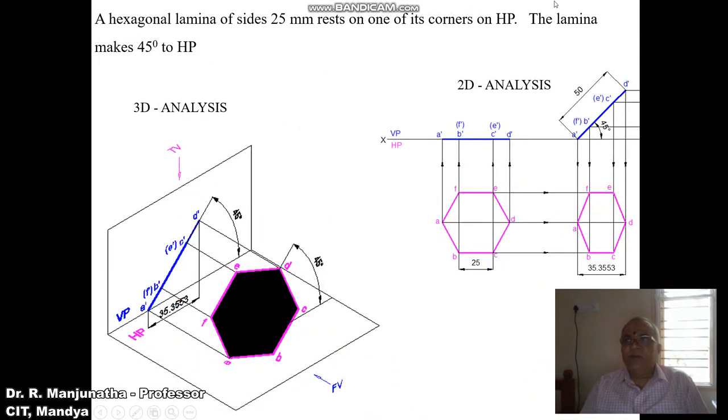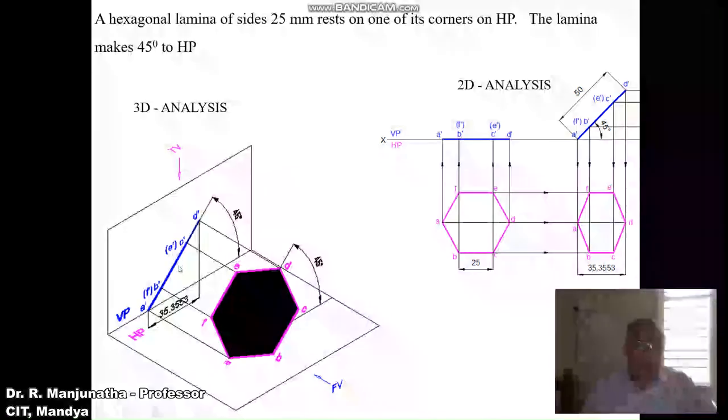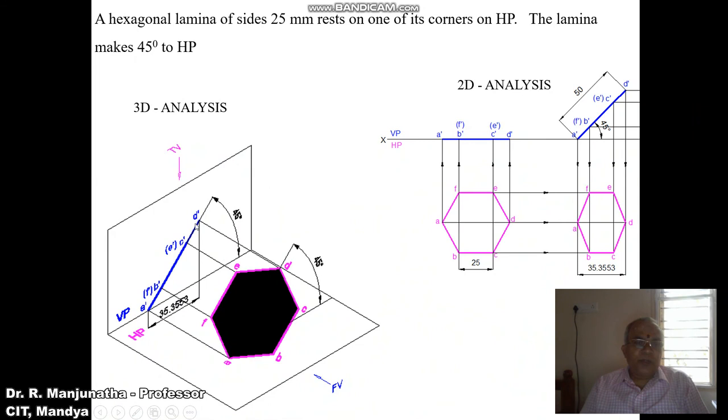Now we will go on to the second position. As we see, one of the corners is on HP, so we keep A on HP and the surface makes an angle of 45 degrees to HP, and the hexagonal lamina is rotated by an angle of 45 degrees. As the surface becomes inclined to HP, but still perpendicular to VP, that is the reason why you get a line in the front view. Once you get the surface perpendicular to VP, the diagonal passing through the corner is A dash, D dash.